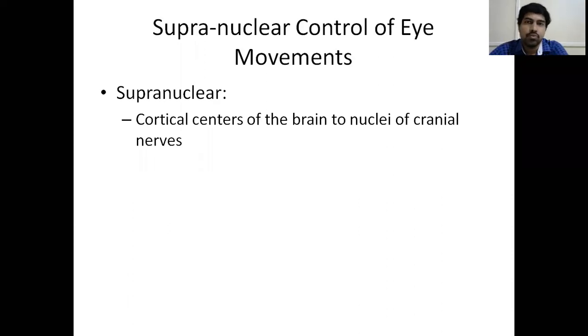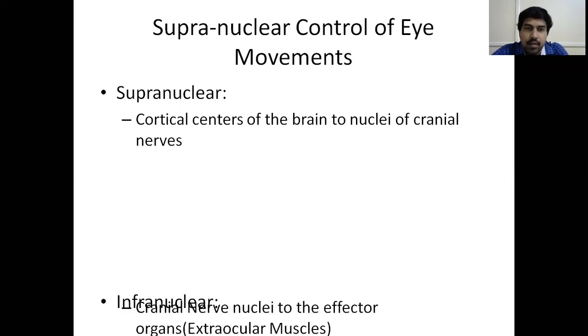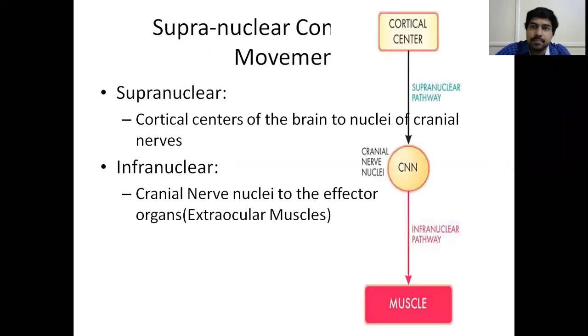Next we'll go to supranuclear control of eye movements. Basically, you see this diagram. Here is the cerebral cortex. In your physiology you might have learned Broca's area and Wernicke's area, so different areas are present. Similarly, you have the precentral gyrus, the central gyrus, and then the post-central area, and all these areas are present.